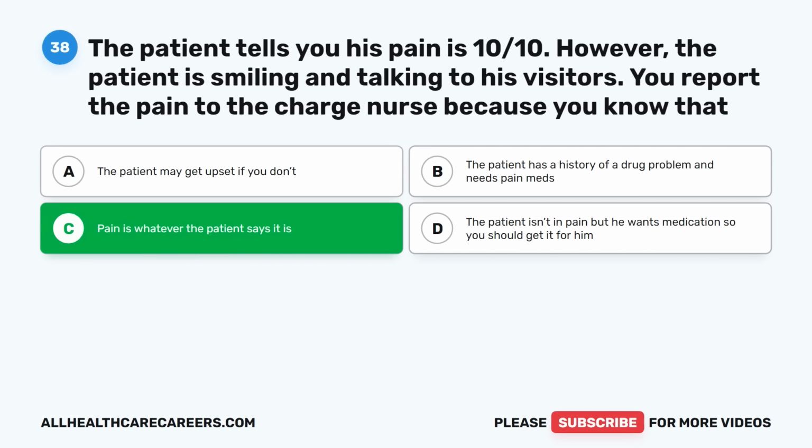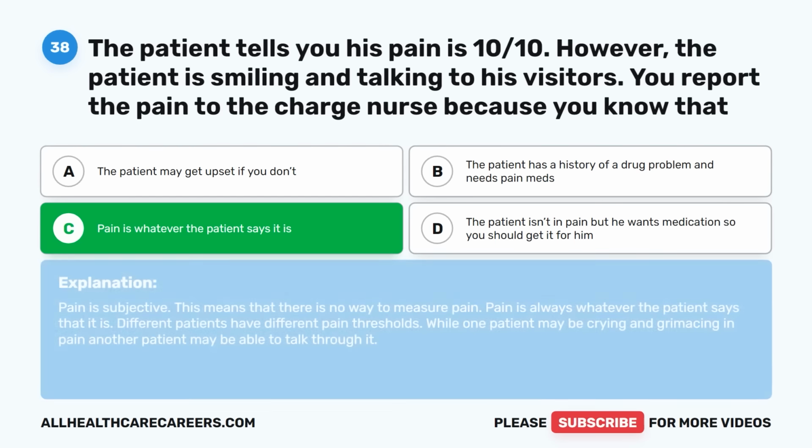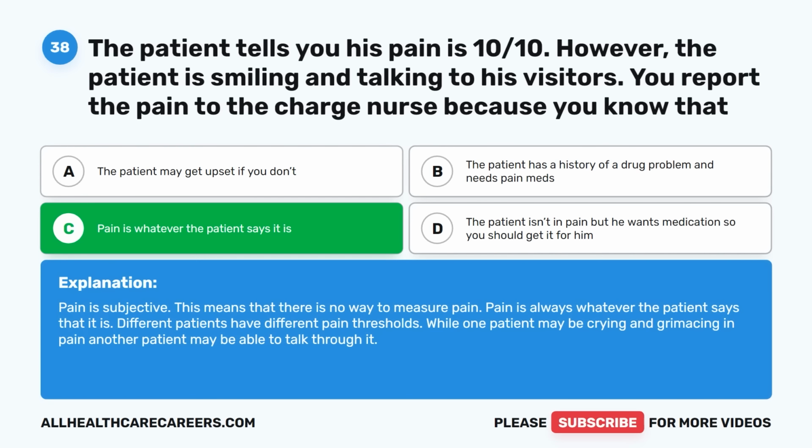The correct answer is C. Pain is whatever the patient says it is. Pain is subjective. This means that there is no way to measure pain. Pain is always whatever the patient says that it is. Different patients have different pain thresholds. While one patient may be crying and grimacing in pain, another patient may be able to talk through it.